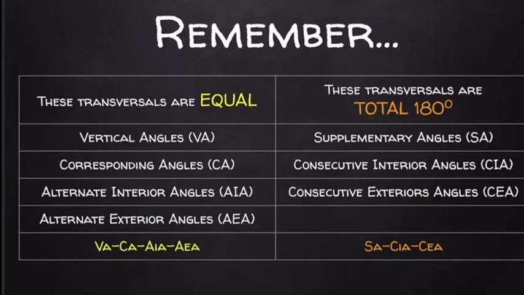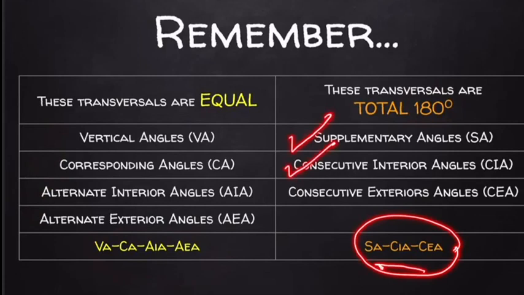呢一啲 transversal 係等於嘅。Miss Naz 為咗方便我哋整咗一個簡稱 VA-CA-AIA-AEA. Very good. Vertical angles, corresponding angles, alternate interior angles, alternate exterior angles。咁呢一啲 transversal 加埋一齊等於180度。Miss Naz 為咗方便我哋整咗簡寫就 SA-CIA-CEA。Supplementary angles, consecutive interior angles, and consecutive exterior angles.